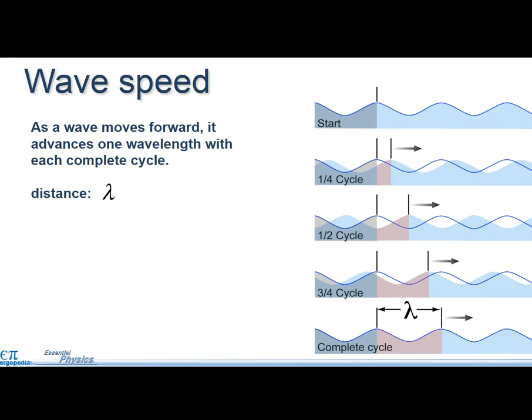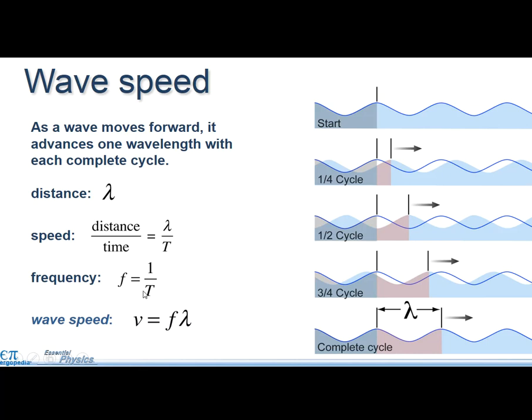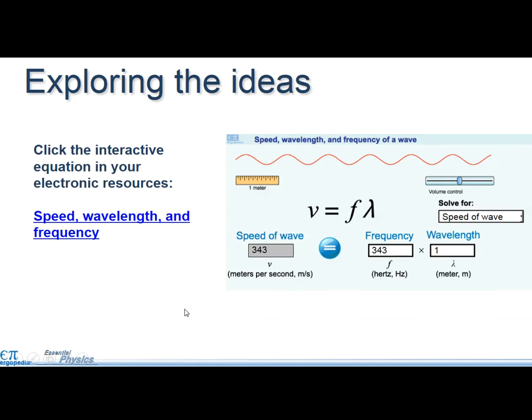As a wave moves forward, it advances one wavelength with each complete cycle. So the distance that it travels is lambda. So this is another way of thinking about it here, is that the distance divided by the time, well, that is the speed. So it travels a distance lambda, one wavelength, in the time T, which is the period. And since the frequency is 1 over the period, we can now plug in for this 1 over T as f. So lambda times f is the speed, and that's what we have here. So hopefully I've helped to convince you.